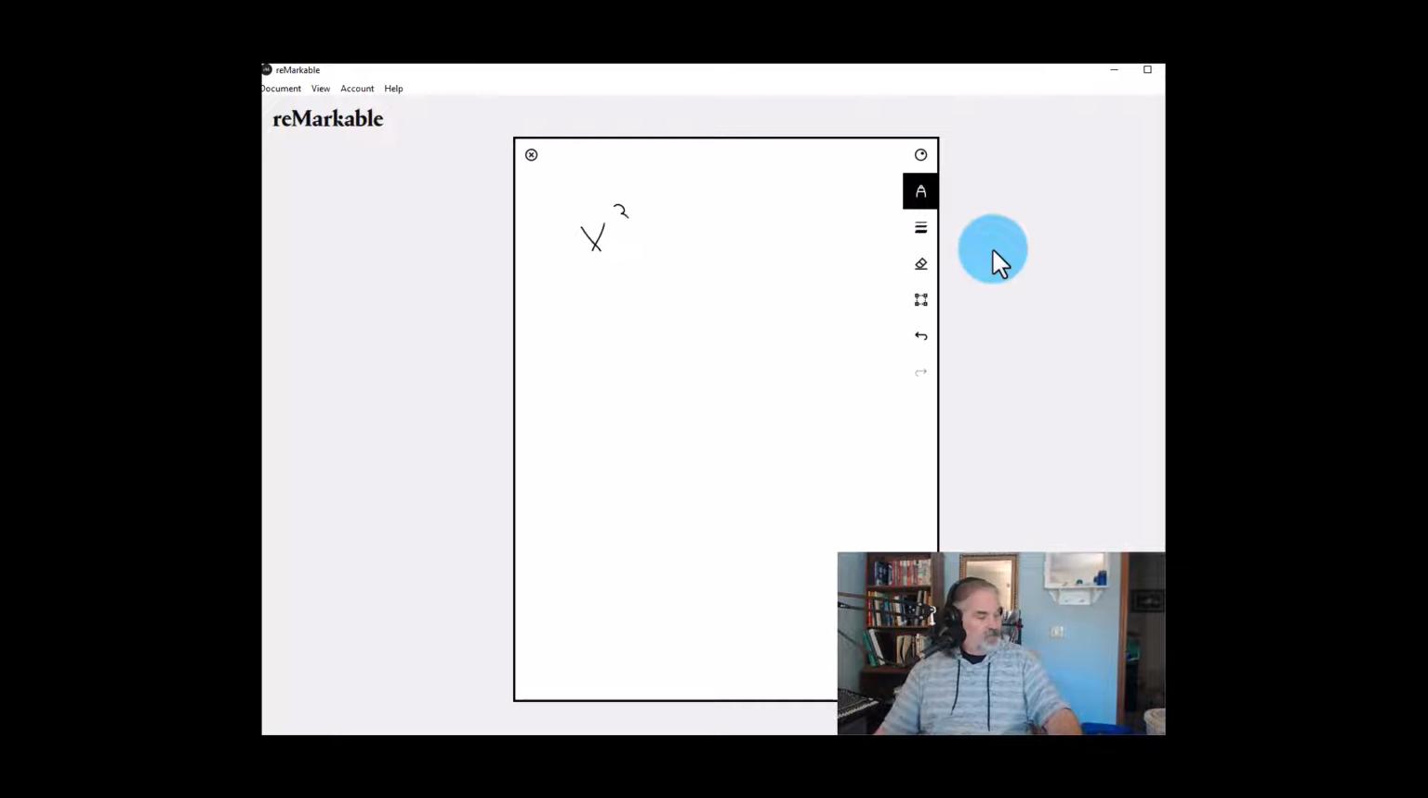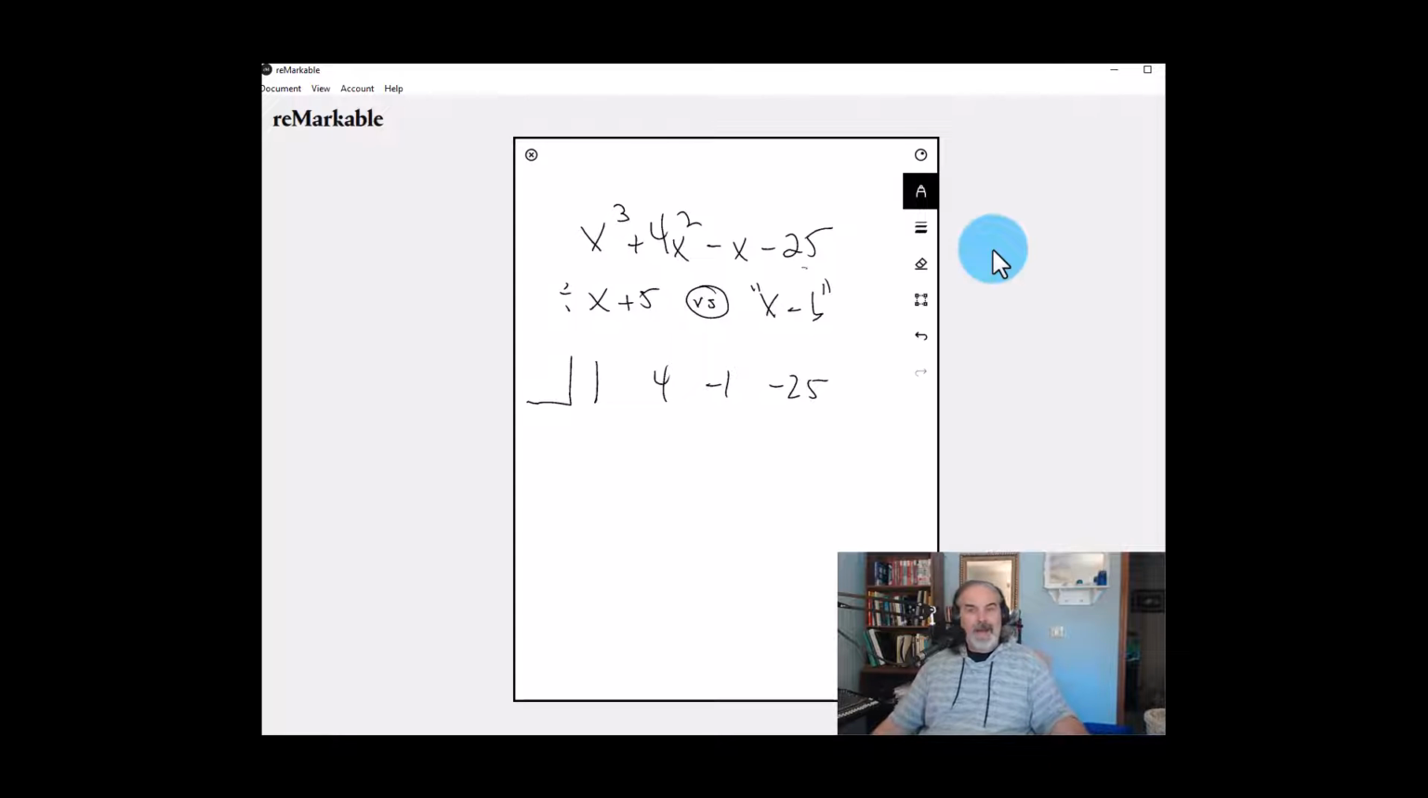My polynomial was x cubed plus 4x squared minus x minus 25. Let me double check. Yes. Okay, and we're dividing that by x plus 5. Now, synthetic division says take the coefficients of your terms. There's a 1, a 4, a negative 1, and a negative 25. And then put a number in a little bucket over here to the left, where we get that number by matching the divisor that we have, the linear divisor, with a template x minus b.